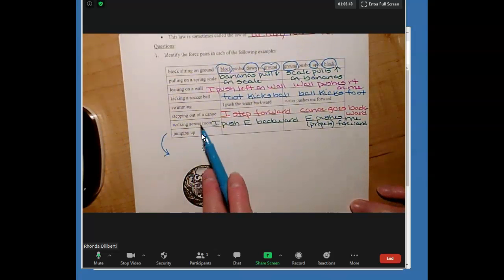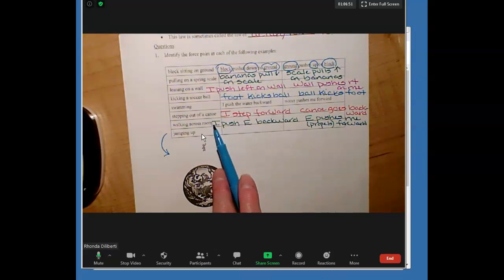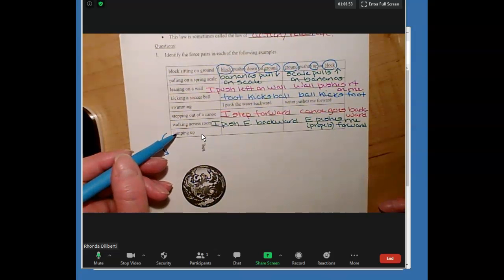So another example that's kind of like walking across the room in terms of moving the earth is what I'm going to call jumping up.